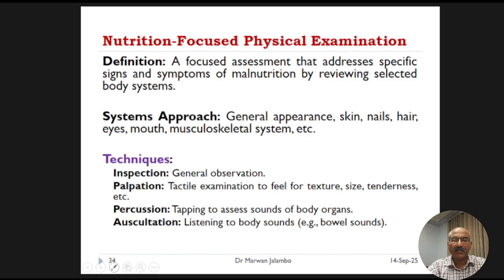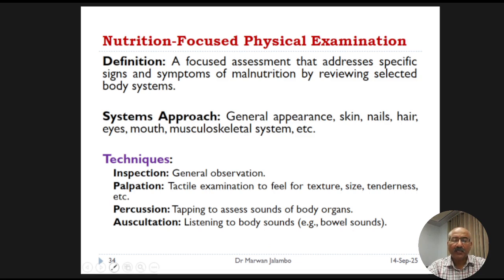There are 4 basic techniques we use. Inspection is simply looking and observing. Palpation involves using touch to feel for things like texture, temperature, and tenderness. Percussion is tapping to assess sounds of body organs. And also auscultation, listening to body sounds like bowel sounds.